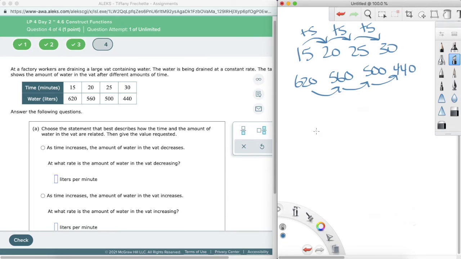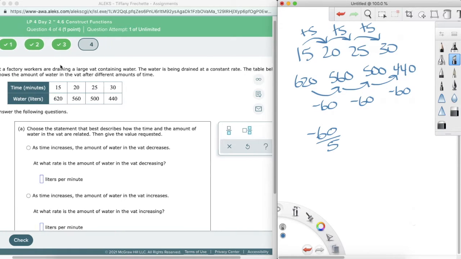All right, so this definitely is decreasing. I went from 620 down to 440, so this is definitely going down. So let's see, we had 20, another 40 there, so that's going down by, looks like 60. And then, yep, 60 again to go from there to there, and then another 60. So we're going down 60 every 5 minutes. And I probably should have read this. Sorry, I just kind of started jumping in and doing the slope on this one.